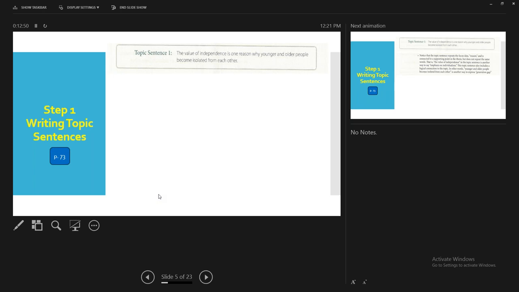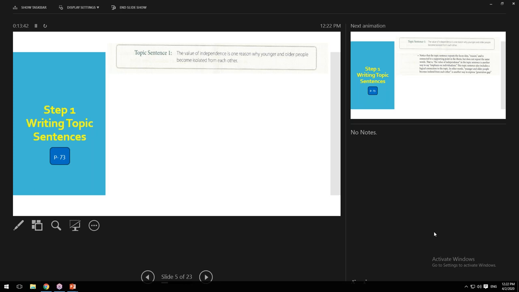The value of independence is one reason why younger and older people become isolated from each other. What do you think? Is it a good one? Is it a good topic sentence? I'm waiting for your response. Remember the three qualities. Are the three qualities here? Does it connect to the topic of the thesis?